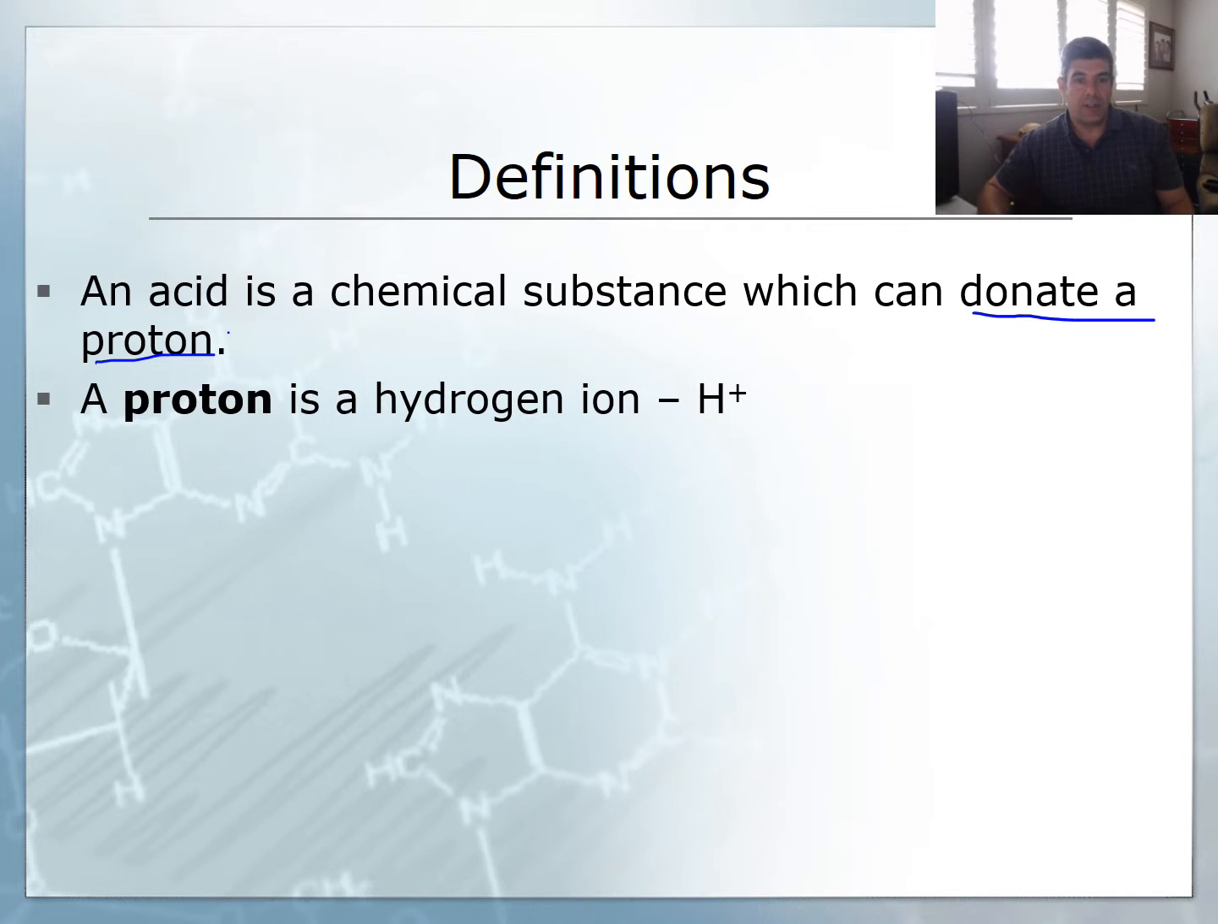Secondly, a proton is a hydrogen ion. So we talked last week about the fact that the hydrogen atom has one electron and one proton, and so in the nucleus of the atom, when you have just the one proton left and the electron has gone, then all you have left is a proton, and so that's where that particular definition comes from.